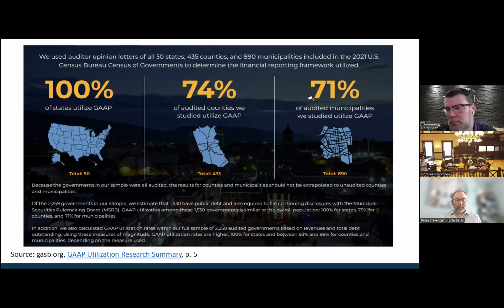435 counties were polled for this sample, and 74% of those counties utilized GAAP. Of the samples selected for the actual study, it's estimated that about 1,500 counties have public debt. Of those governments, it's estimated that 75% utilize GAAP, which is very consistent with the much larger sample size listed on this slide.